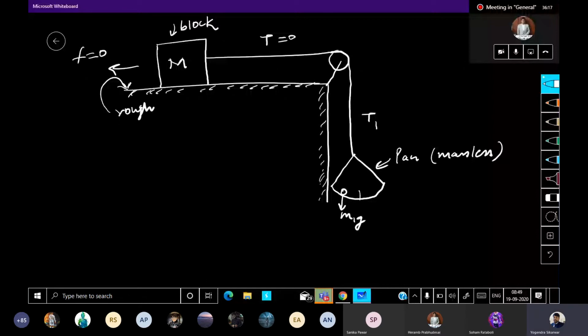Let's say tension becomes T1. As the tension is T1 here, T1 will be the tension here. And the pan or block is not moving. So what you can write is, pay attention everyone, T1 minus M1G is equal to 0. So T1 comes out to be M1G. So T1 became M1G here, and still the block is not moving.